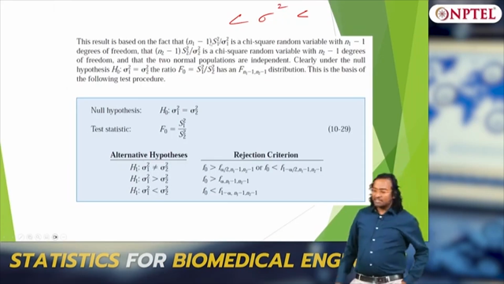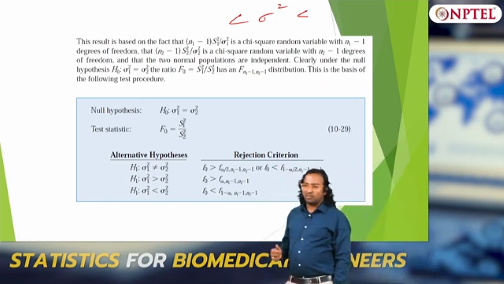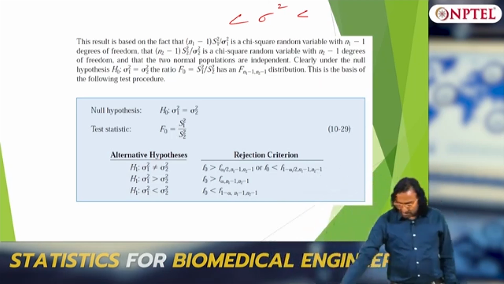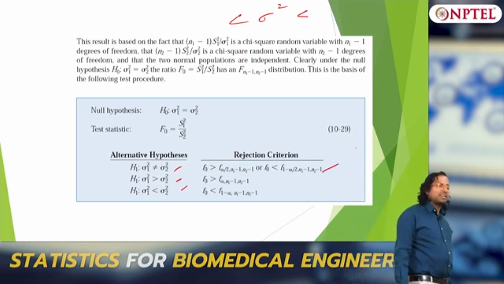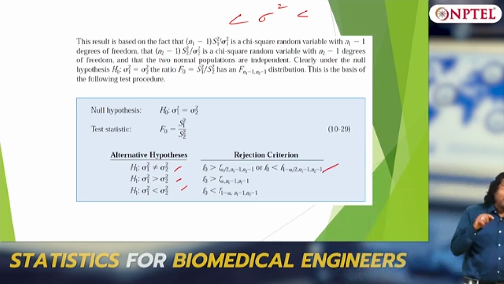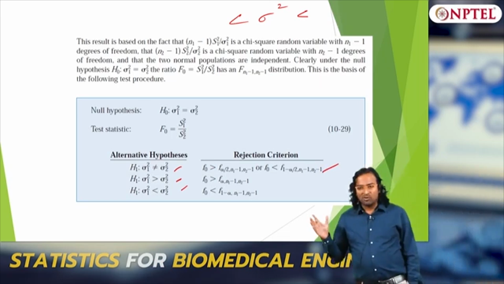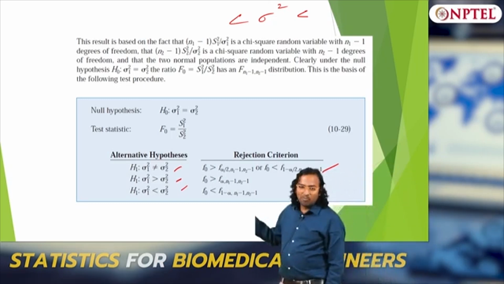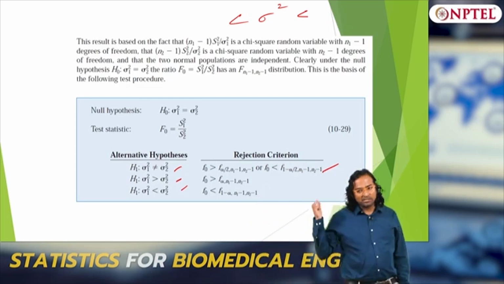So your test statistic is simply S1 square divided by S2 square. The various hypotheses are not equal to, greater than, less than, and again this is a non-symmetric distribution. So you will have alpha by 2 comma 1 minus alpha by 2. It is not symmetric. Only the T and Z distributions we have seen are symmetric. Both chi-square and F distributions are non-symmetric.